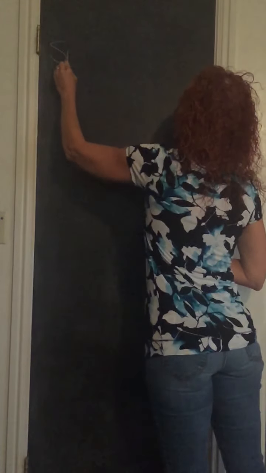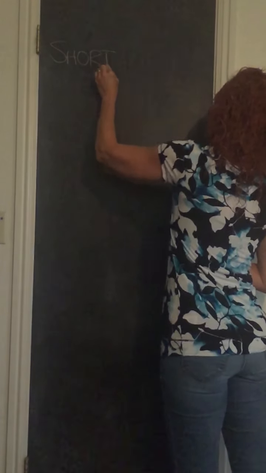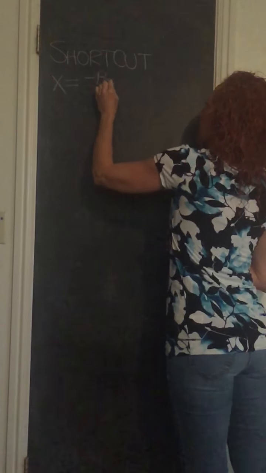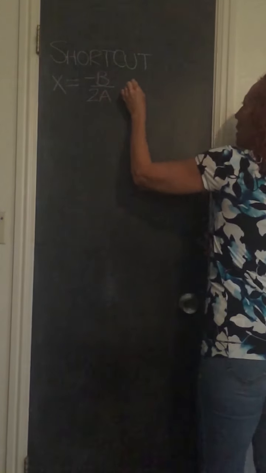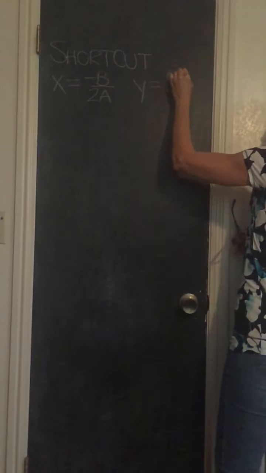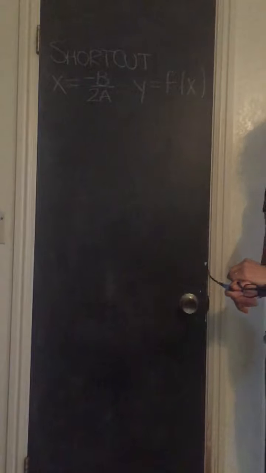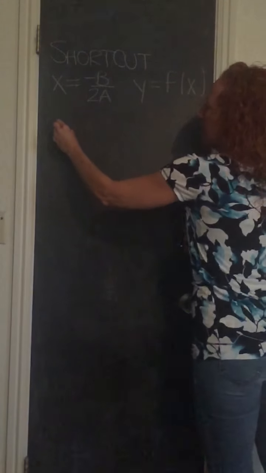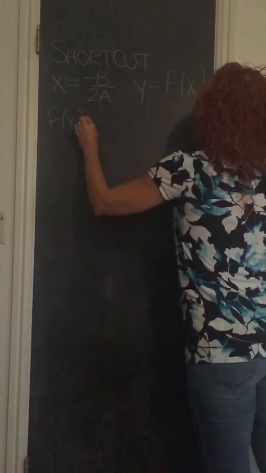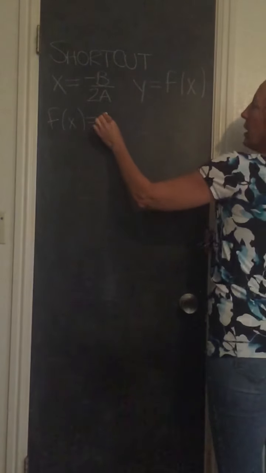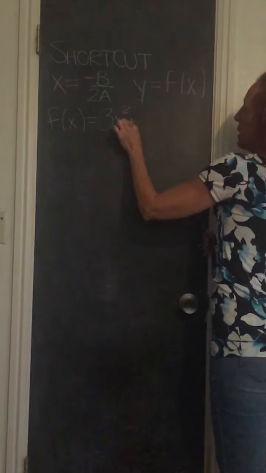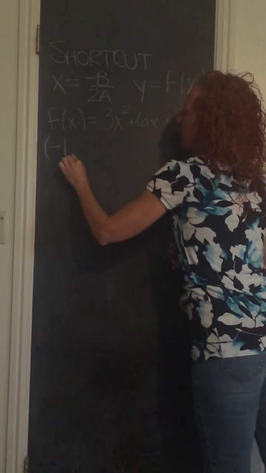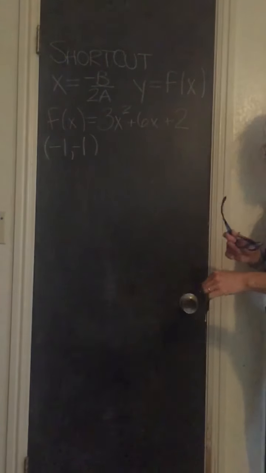All right, our shortcut is that x is equal to minus b over 2a, and then y equals whatever you get when you plug in that x value. So let's use that same exact example that I ended on. My last example was f of x equals 3x squared plus 6x plus 2. We know the answer is -1 comma -1 from my previous complete the square.